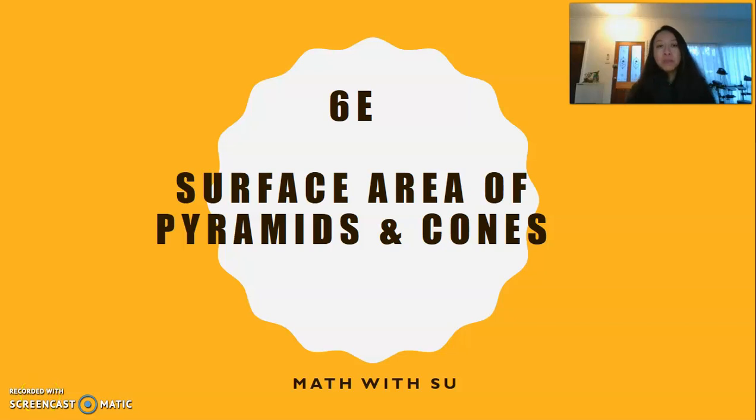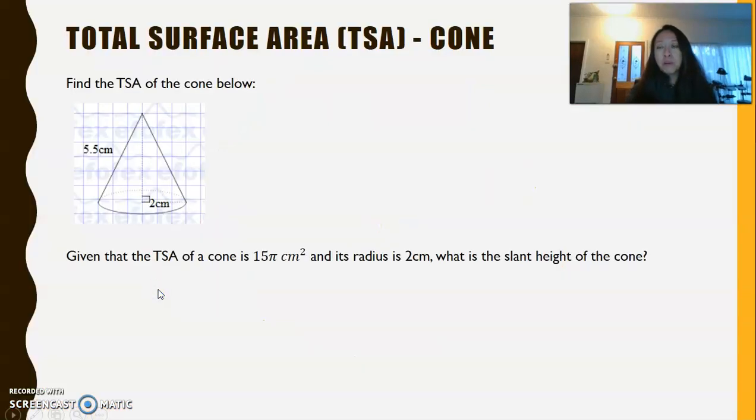Hi, in this chapter we are doing the surface area of pyramids and cones. Previously we have learned total surface area and how to find the total surface areas of prisms and cylinders. So in this chapter we are finding the TSA, the total surface area, of a cone.